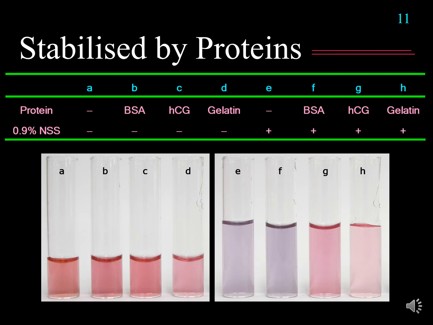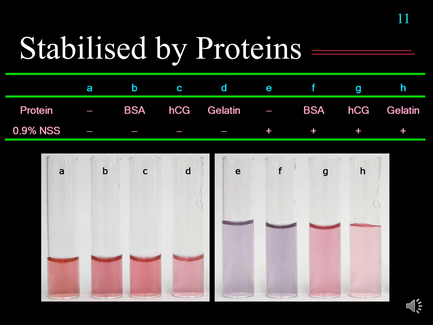What we can see is that with the protein mixed in, all of the gold nanoparticle colloidal solutions are still red. But then we add 0.9% sodium chloride into the mixture. What we can see is that G and H, corresponding to HCG and gelatin, the gold is still red. But BSA, or bovine serum albumin, and the control already turned blue. That means some proteins, at a specific concentration, can prevent the gold nanoparticles from aggregation.